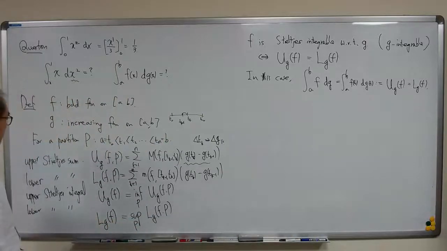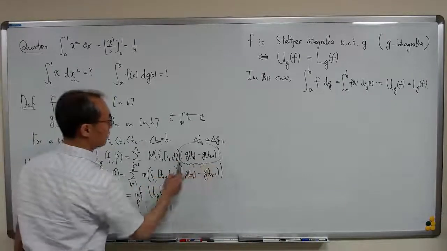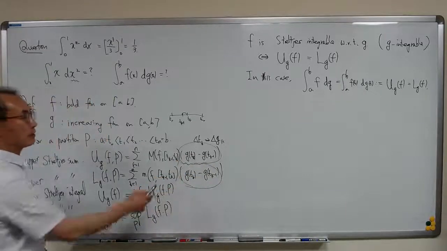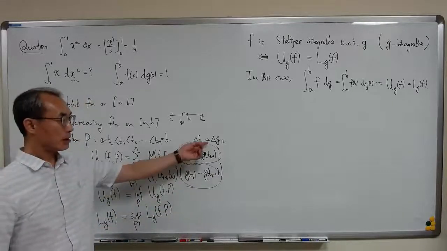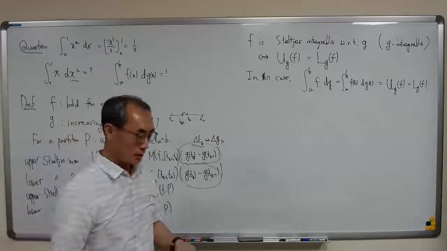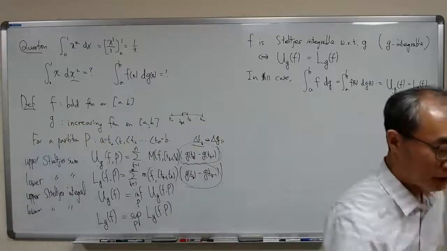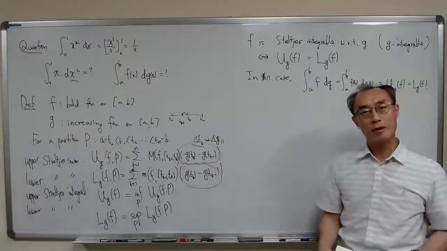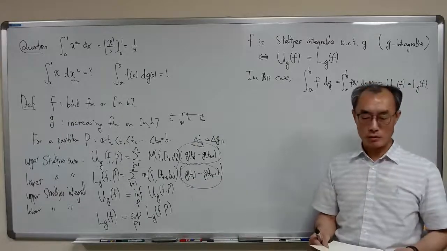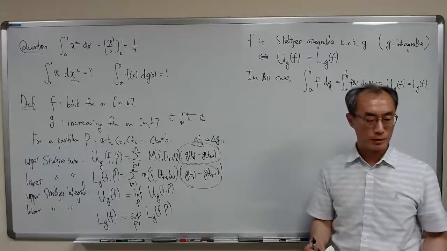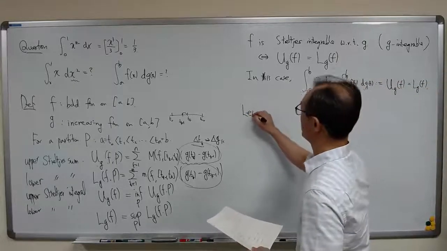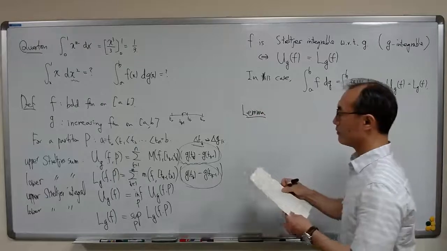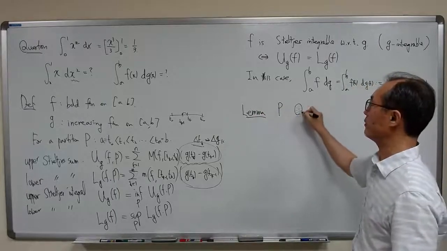So the only difference from the Riemann integral is this: instead of the increments of the variable, here we use the increments of another function. And the rest of the development is very similar, almost parallel, to the development of the Riemann integral. For example, suppose we have two partitions P and Q.